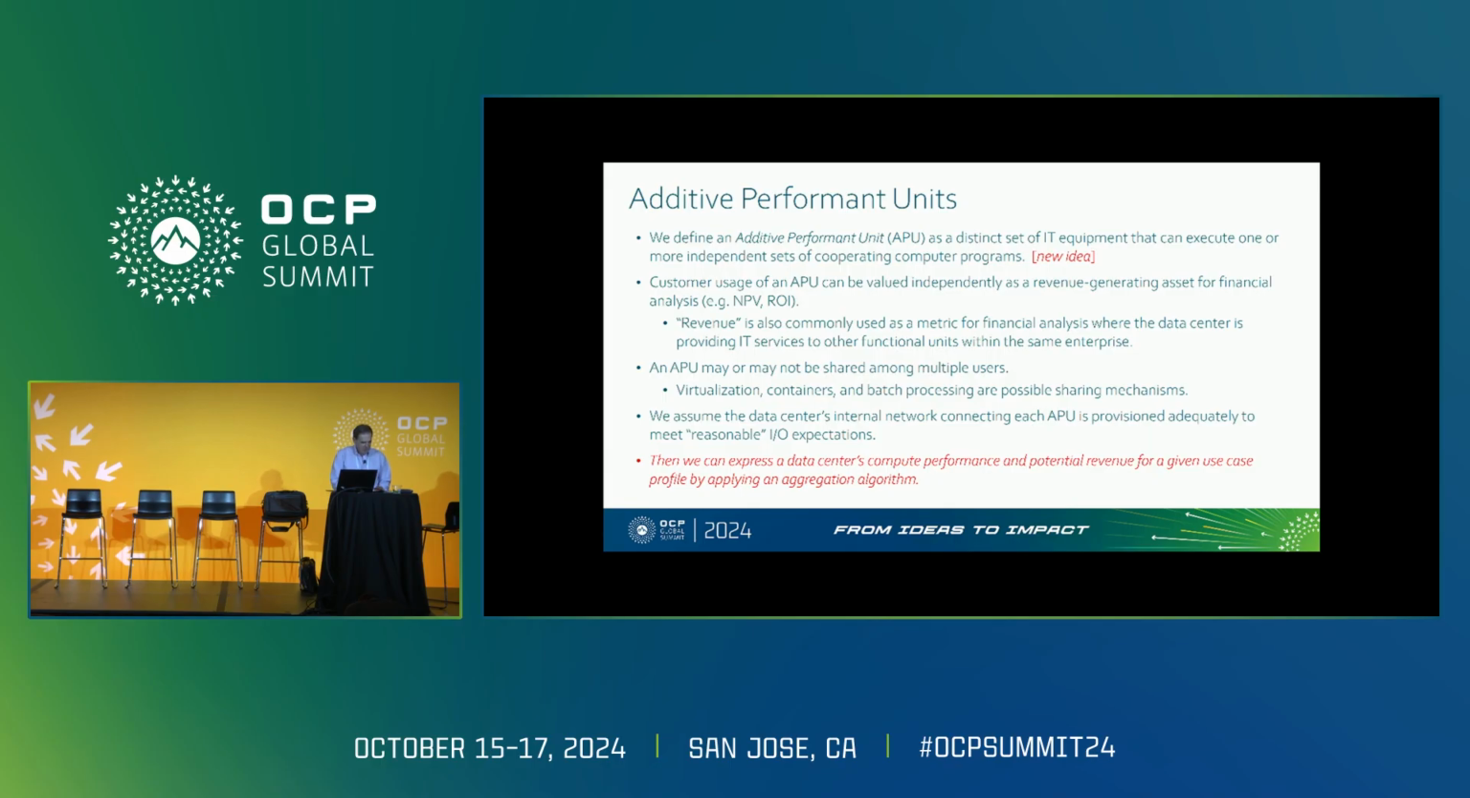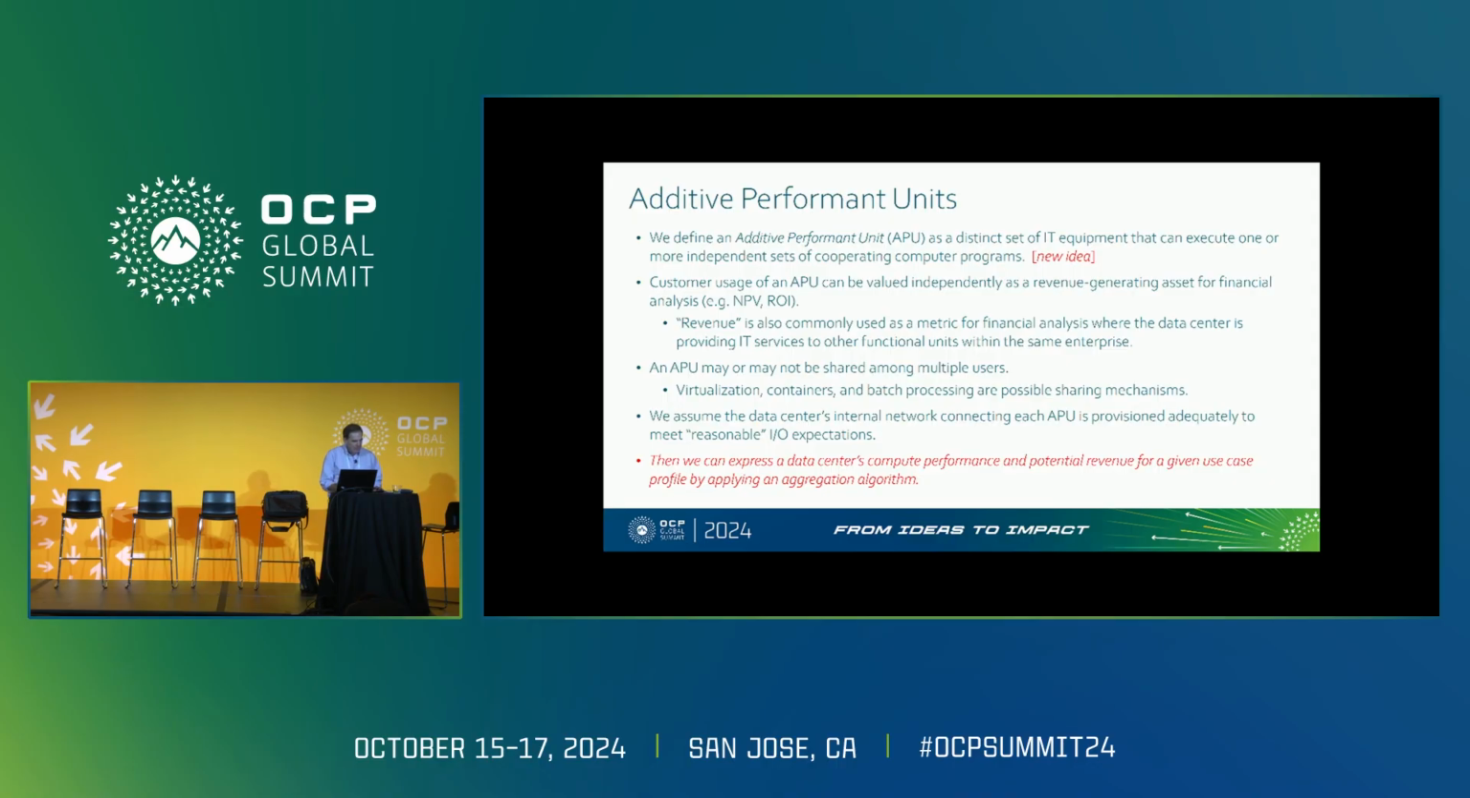The second modeling challenge we run into is that often performance measurements of individual compute units do not aggregate in a linear fashion. In other words, we can't take the performance measurements of each compute server in a data center and then simply add them together to arrive at the usable compute capacity of the entire data center. To tackle this challenge from the ground up, we define the notion of an additive performance unit, or APU, as I'll refer to it here, as a distinct set of IT equipment that can execute one or more independent sets of cooperating programs. And I've got a slide that unpacks those words a little bit more.